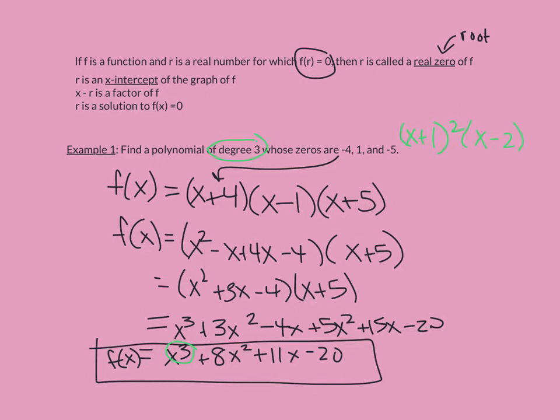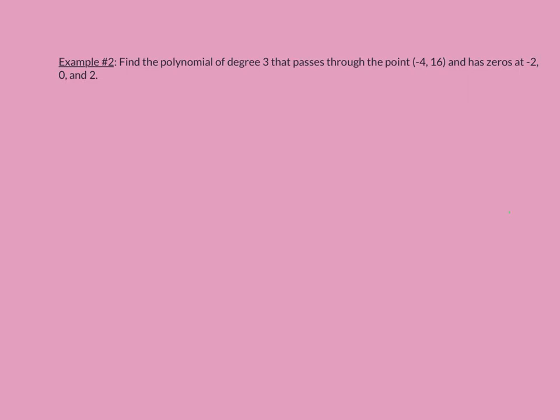So for our second example, we're actually going to find an answer that is the only answer. There's only one possible answer for this one. You might notice instead of saying find a polynomial, it said find the polynomial of degree 3 that passes through the point -4, 16 and has zeros at -2, 0, and 2. So we're only going to have one answer here. There is a coefficient. We need to find our coefficient.